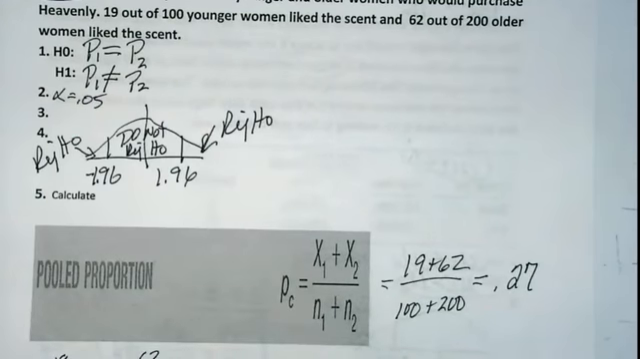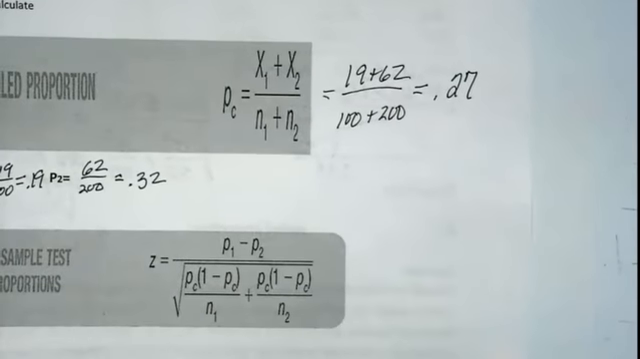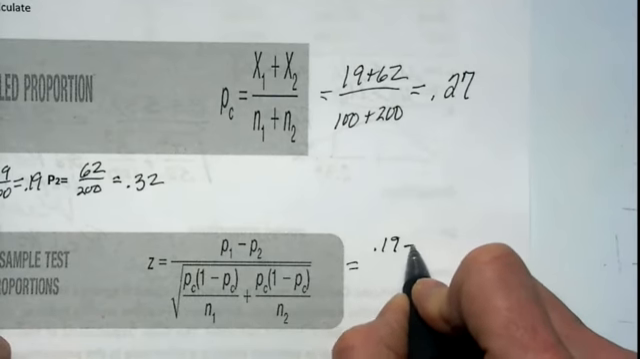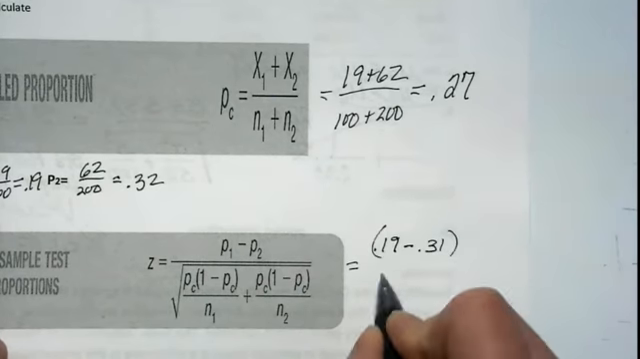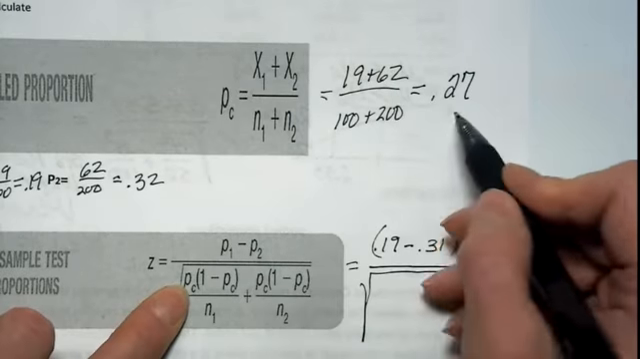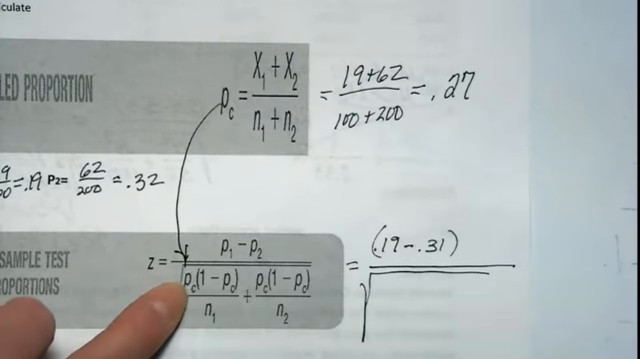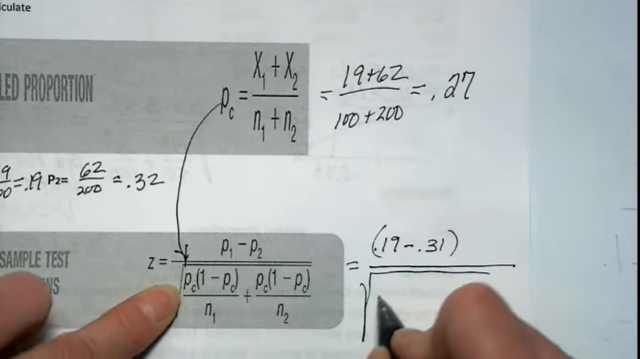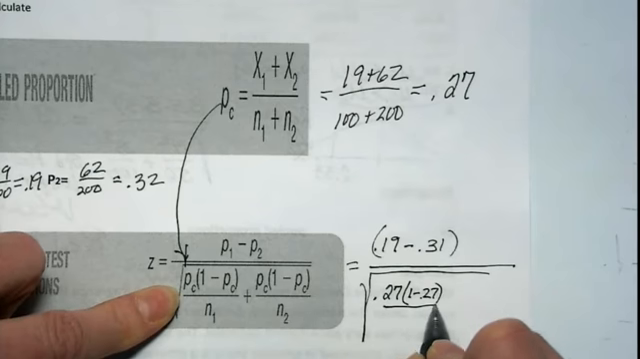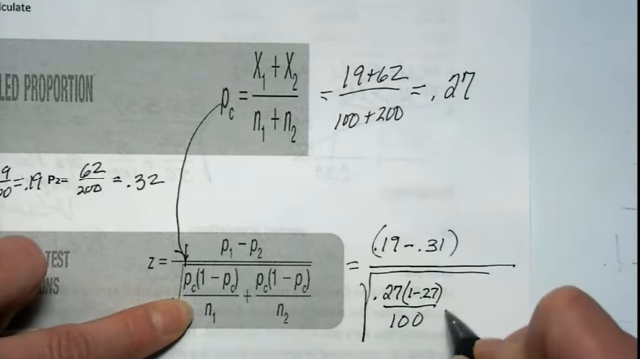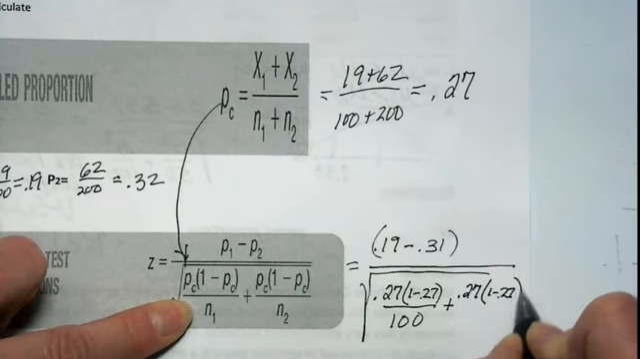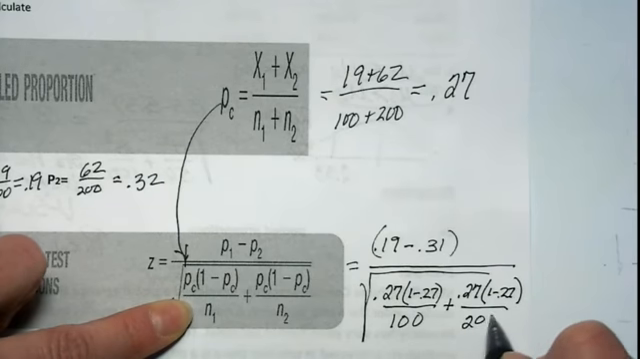Okay, now the formula. Here we go. We have the individual percents, 19 minus 31. Again, make sure you put that in parentheses. Over P sub C goes in here. That's P sub C, the total percent. So it's 0.27 times 1 minus 0.27 over the first sample size, 100, plus 0.27 times 1 minus 0.27 over the other sample size of 200.